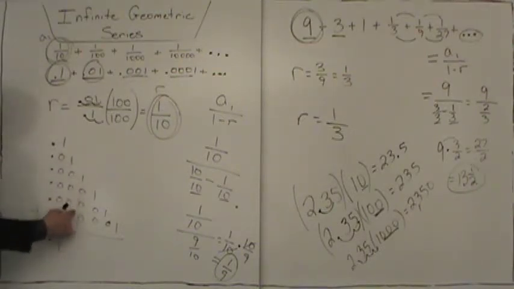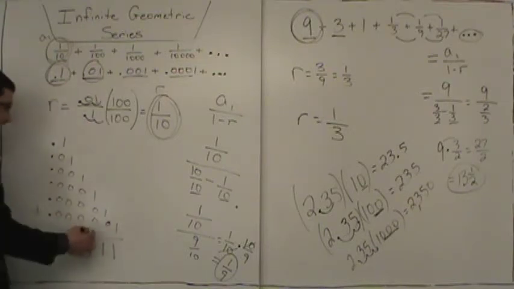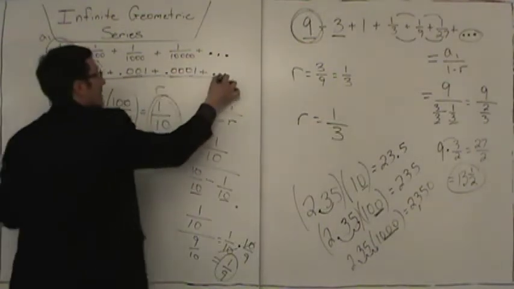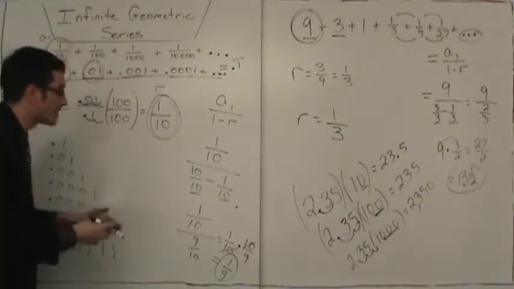What's this? 1 plus 0 plus 0 plus 0 plus 0 plus 0 is 1. 1 plus all of these zeros is 1. And we get a 1, we get a 1. What is going to happen here? What is this thing equal to? This thing is equal to 0.1 repeating forever.